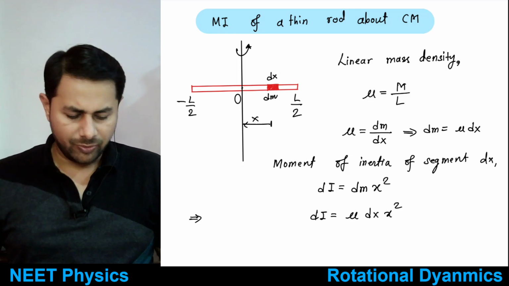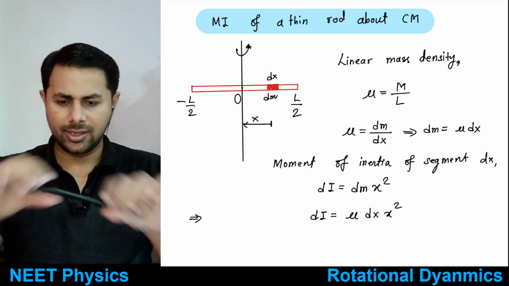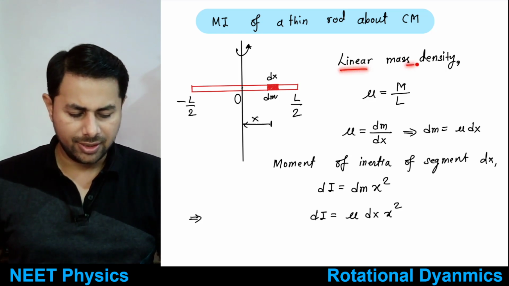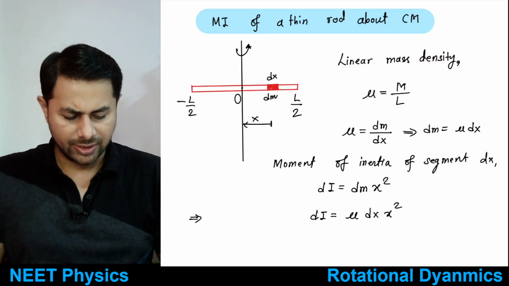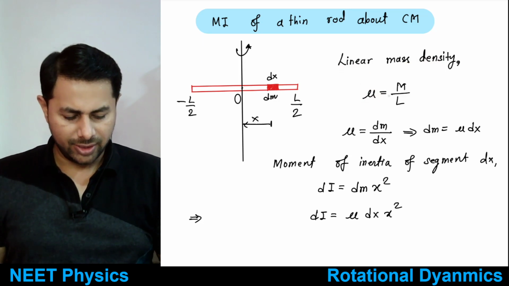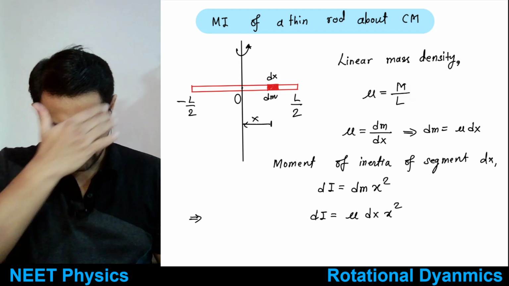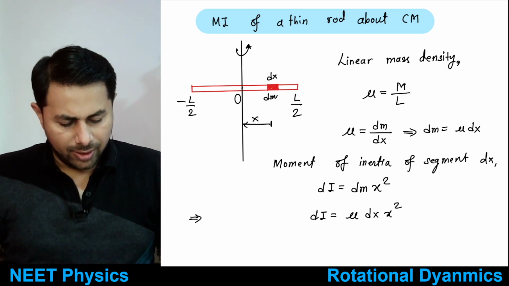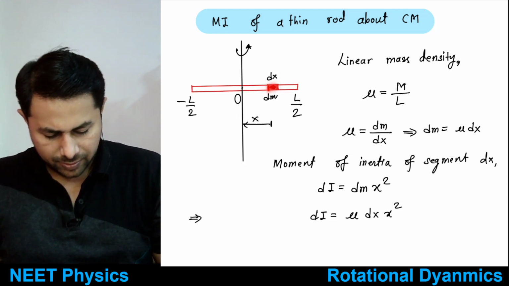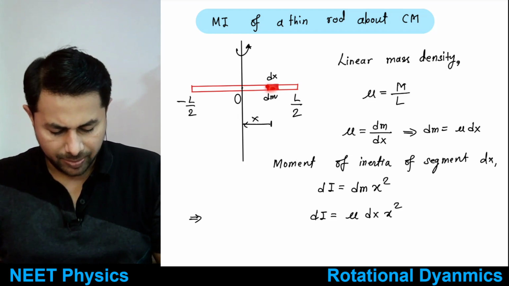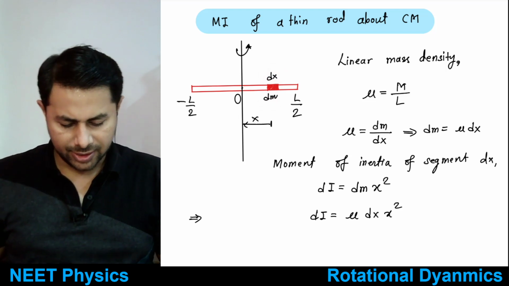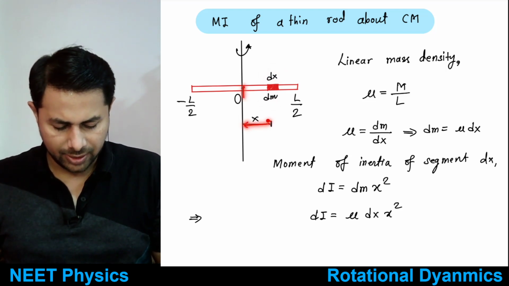So then what we do is, in this case, this is a linear object. So we define linear mass density of this object. So what is linear mass density? It is mass per unit length. Now if I take a small piece of this object, having length dx, its mass is dm, and its distance from the axis of rotation is suppose x.